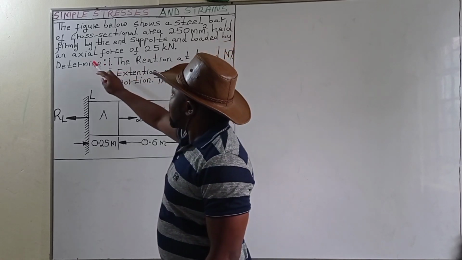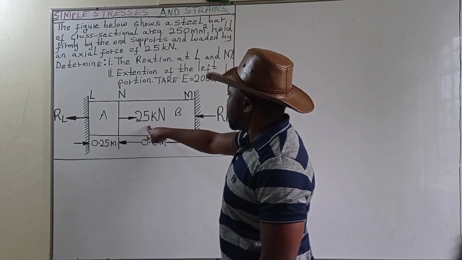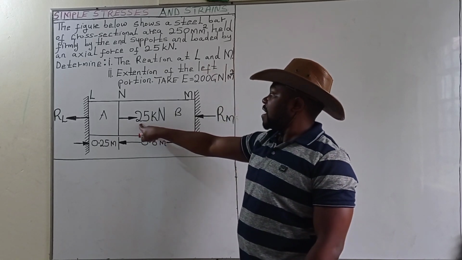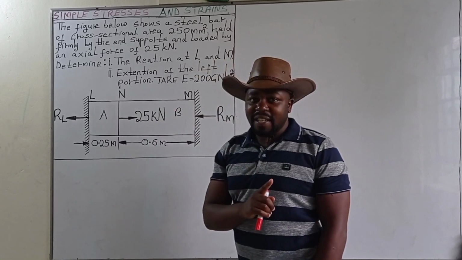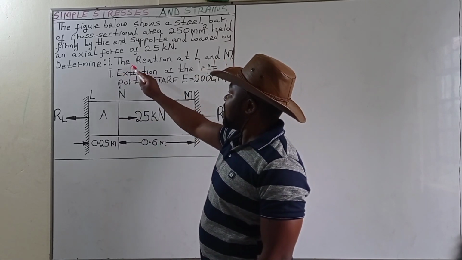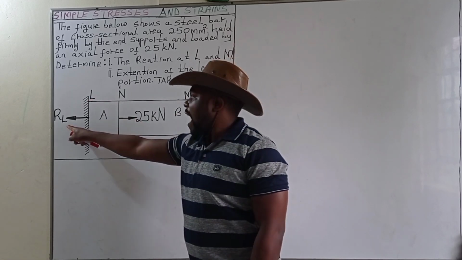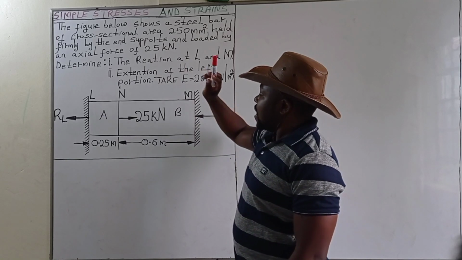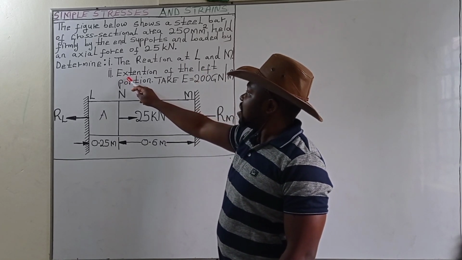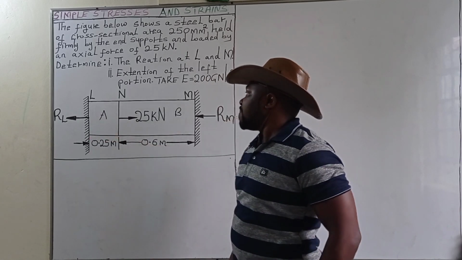It is loaded by an axial force of 25 kilonewtons. So we got a load of 25 kilonewtons that is subjected at this point here. We are expected to do the following: determine the reactions at L and M, that is RL and RM. Then we are also supposed to determine the extension of the left portion, that is portion A.